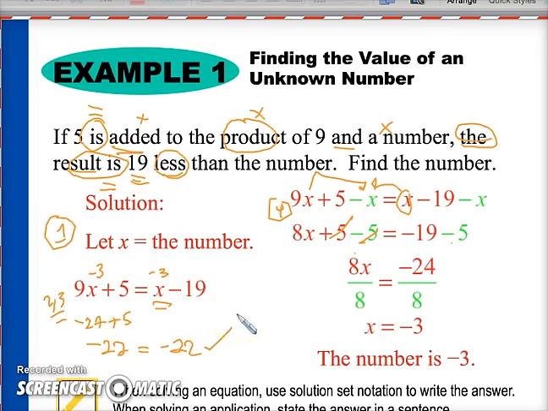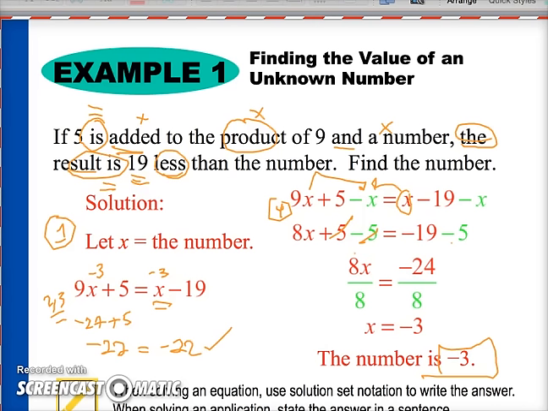Okay. So now I'm going to state my answer. I'm going to say a number that when I take 9 times the number plus 5 equals that number minus 19 will be negative 3. That's interpreting my answer. Does that make sense? So that will conclude the 7 steps to help you decipher application problems.